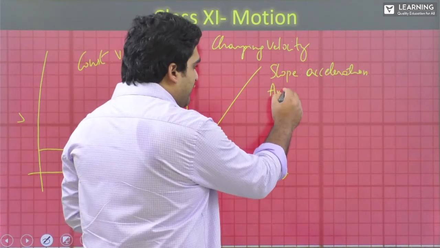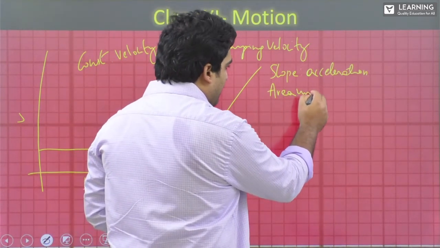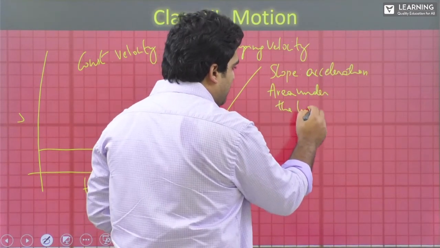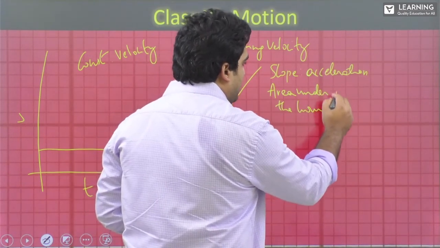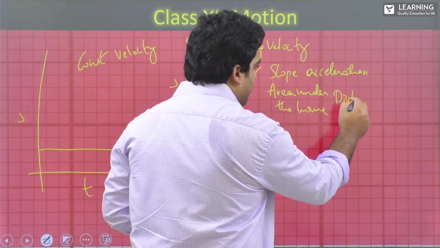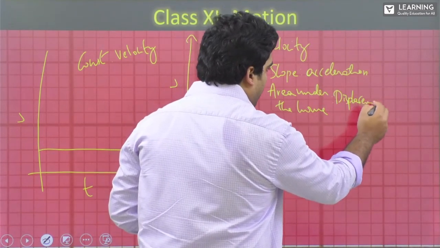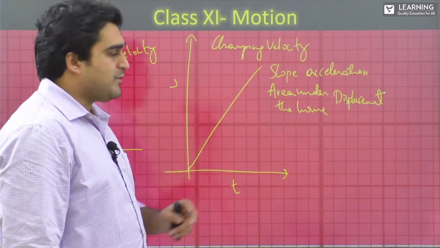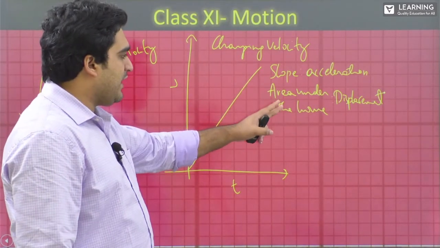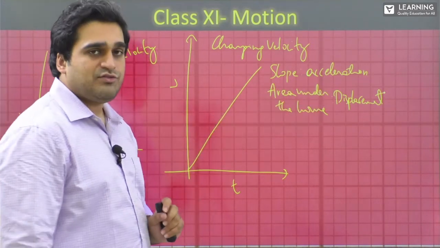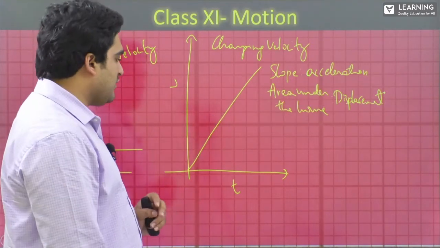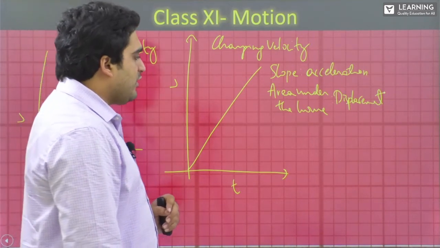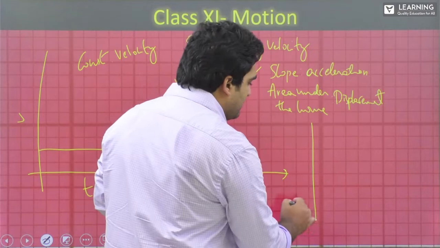Area under the curve gives you displacement. Slope and area under the curve give rise to 2 different physical quantities. Similarly, you can also construct a velocity time graph.